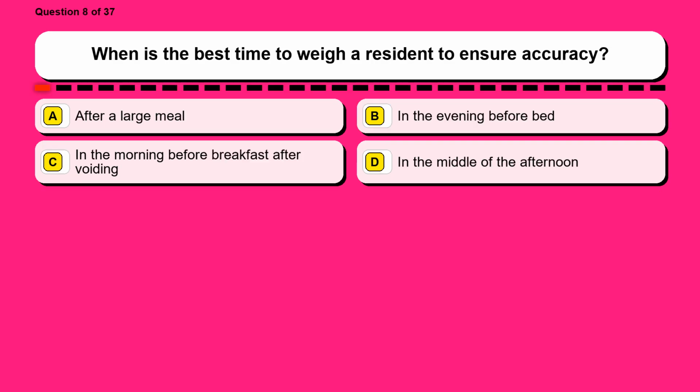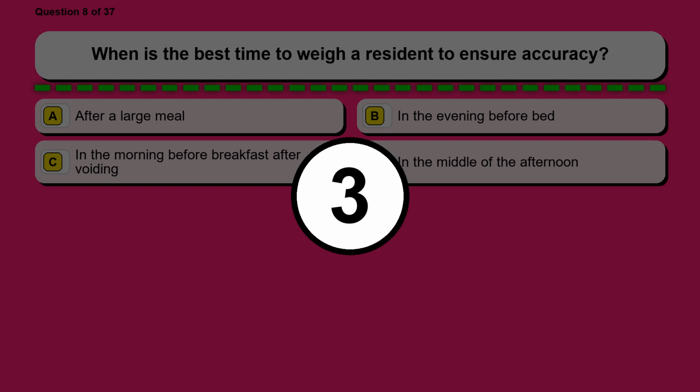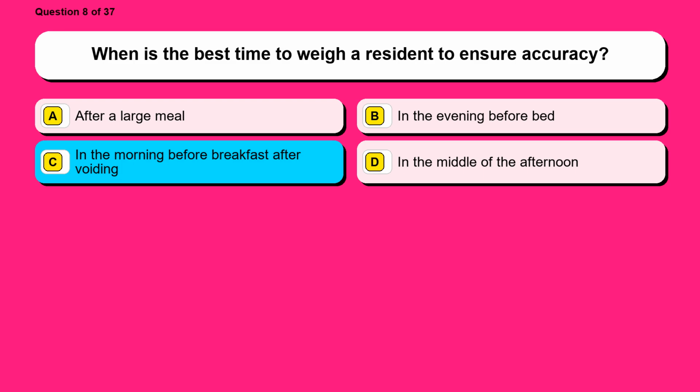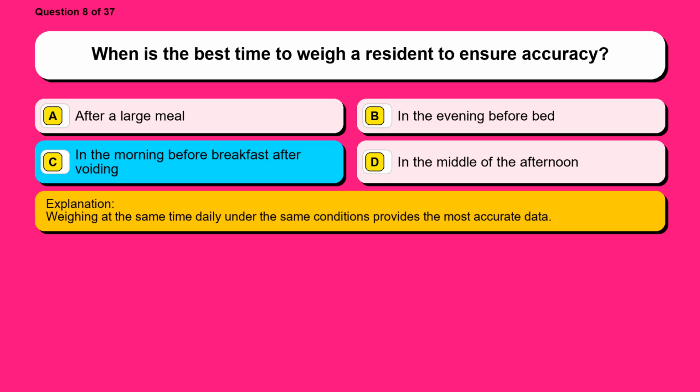Question 8. When is the best time to weigh a resident to ensure accuracy? Option A, after a large meal. Option B, in the evening before bed. Option C, in the morning before breakfast after voiding. Option D, in the middle of the afternoon. The correct answer is option C, in the morning before breakfast after voiding. Weighing at the same time daily under the same conditions provides the most accurate data.